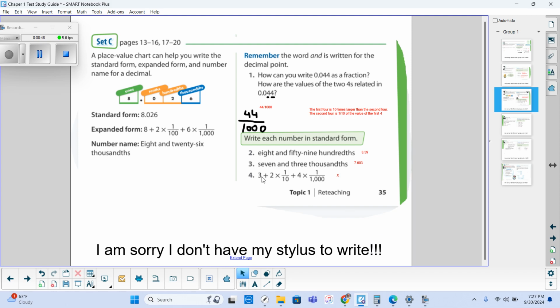And finally, the last one, 3 plus 2 times 1/10 plus 4 times 1/1000. So 3 goes in our ones place, and 2 goes in our tenths place. Do we have anything in the hundredths place? We do not, so we put a 0 there. And we have 4 in the thousandths place, so this would be 3 and 204 thousandths, or 3.204. I'll make these just a little bit bigger so you can see them, but hopefully this all is at least clear enough for you to see.